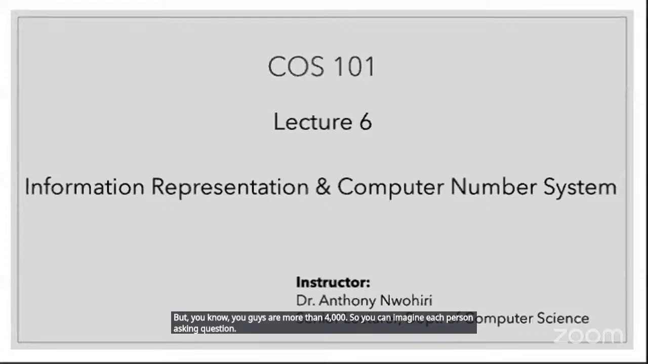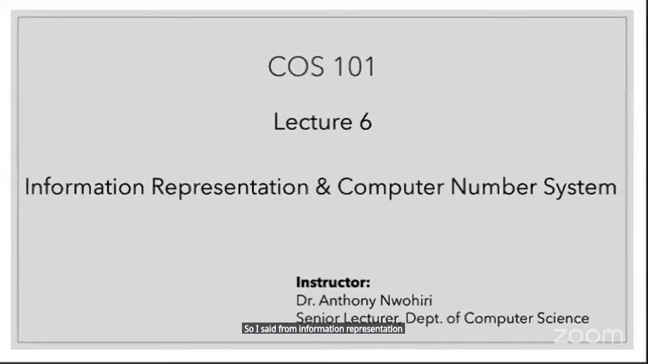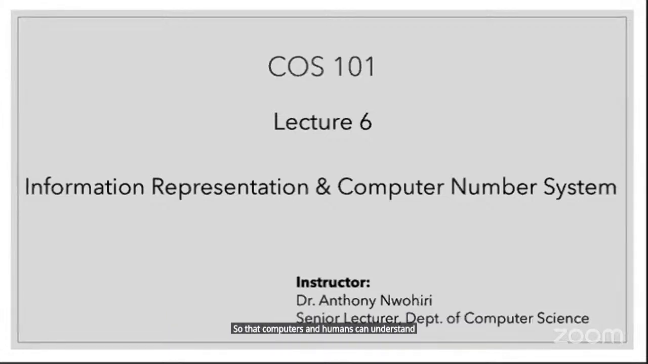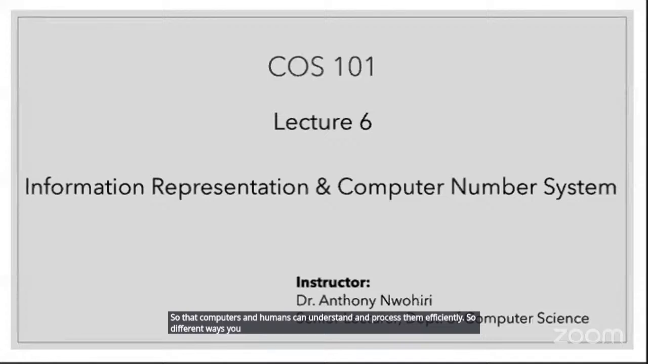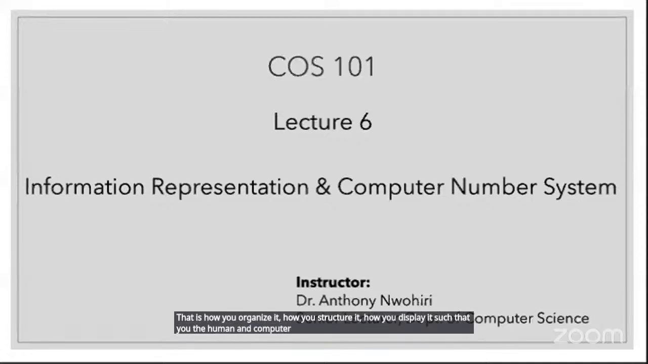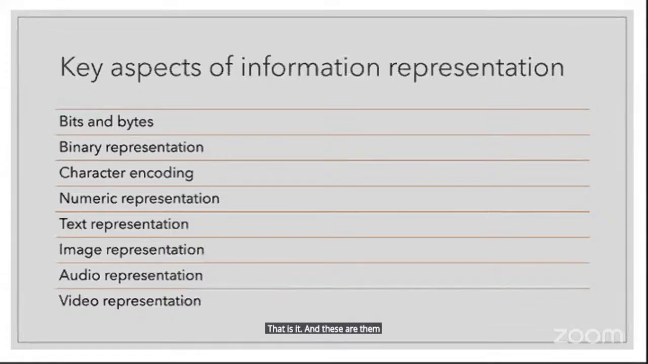So I said information representation refers to the different ways data and knowledge can be organized, structured, and displayed so that computers and humans can understand and process them efficiently. So different ways you can represent your data. That is how you will organize it, how you structure it, how you display it, such that you, the human being and computer, will be able to understand and also process them efficiently. That is it. And these are them: bits, bytes, binary representation, etc. So we go to bits and bytes.